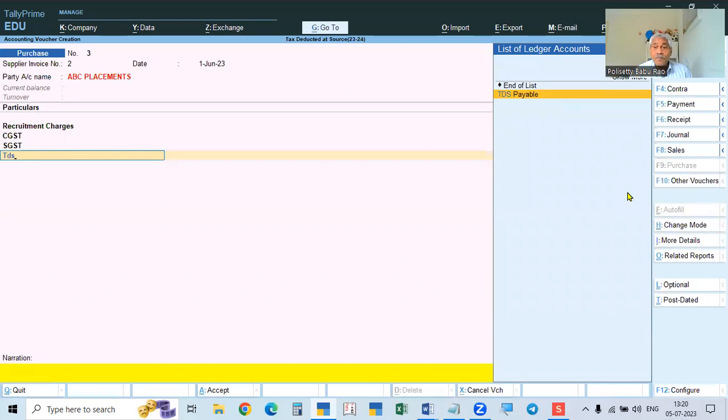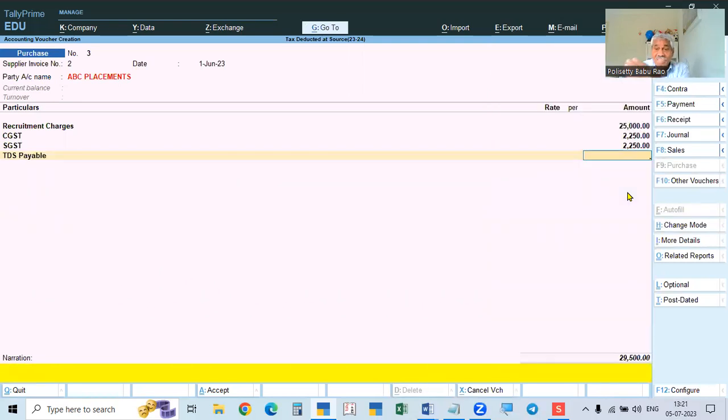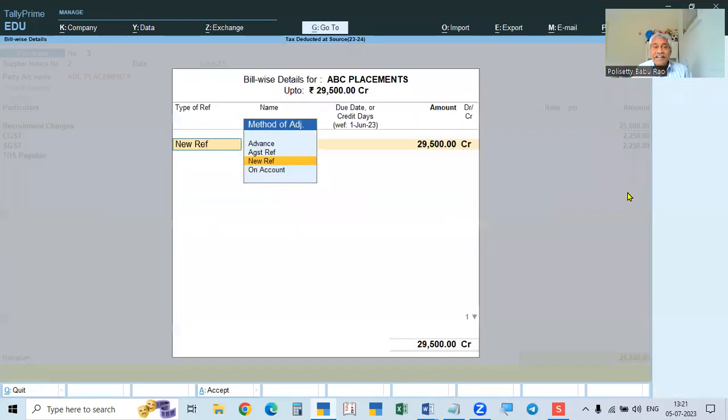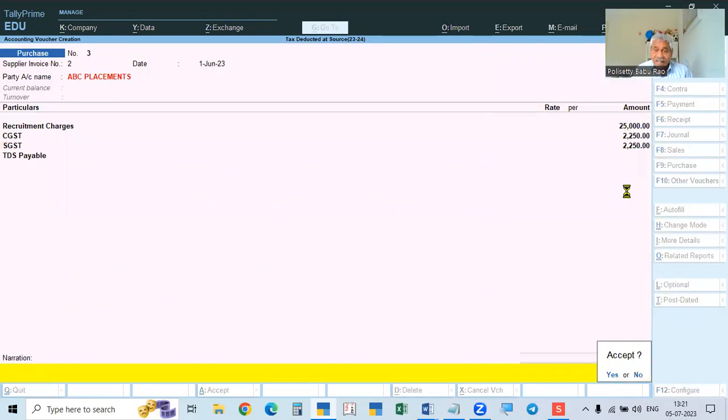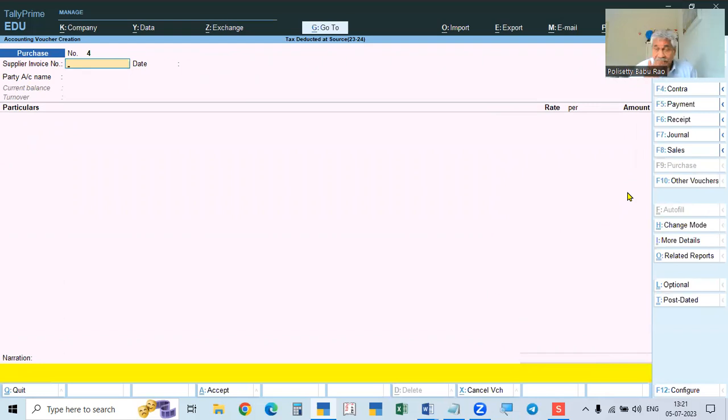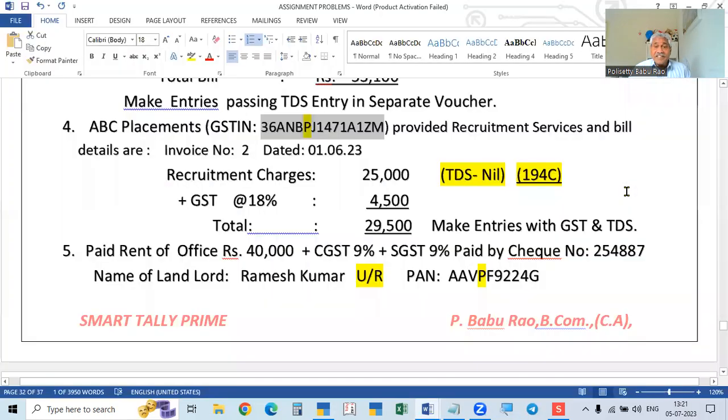TDS payable. See, it is not deducting because the amount is less than the limit. That is why it is not deducting. So okay, it is not deducting the tax. So here it shows credit, there is no deduction, so there is no debit. Okay, like this, you have to make the entries.